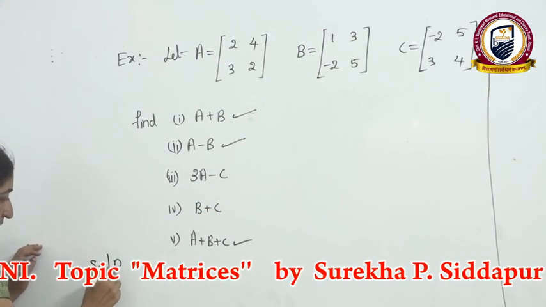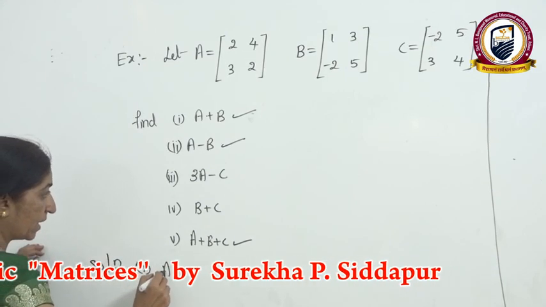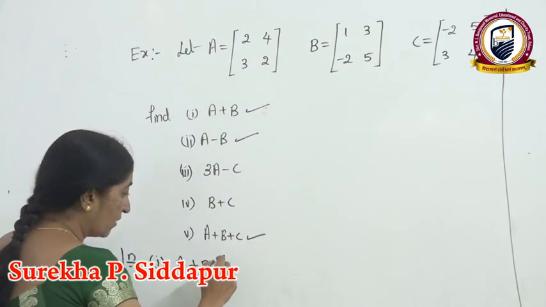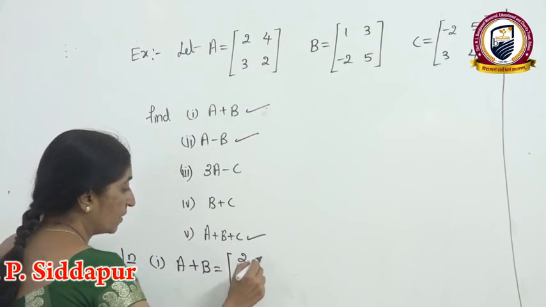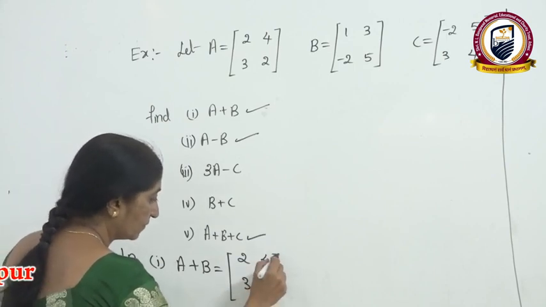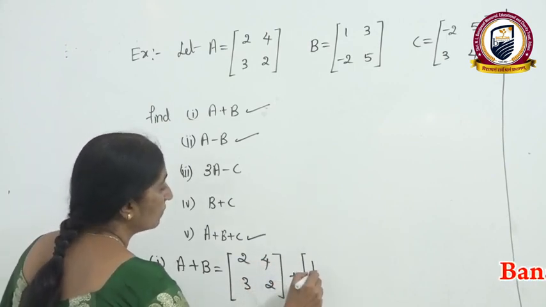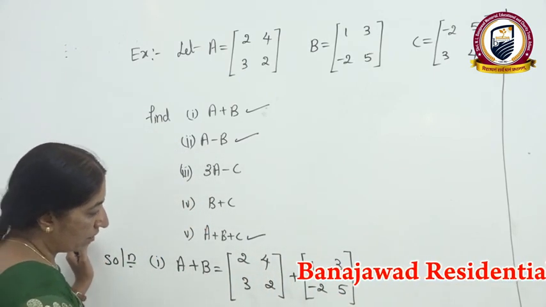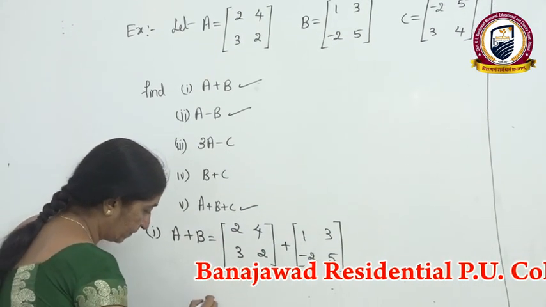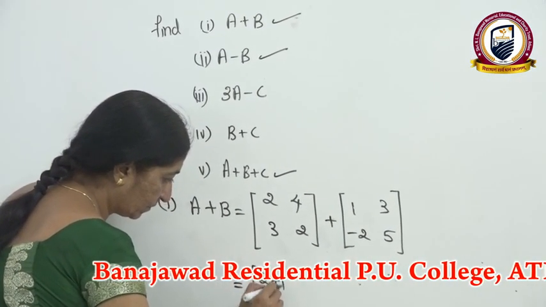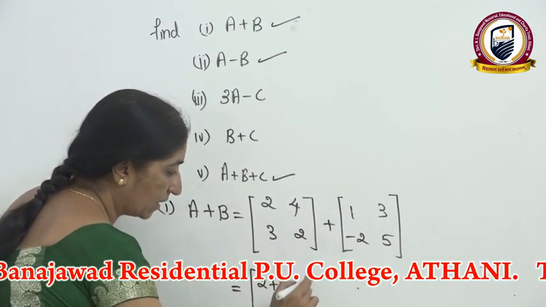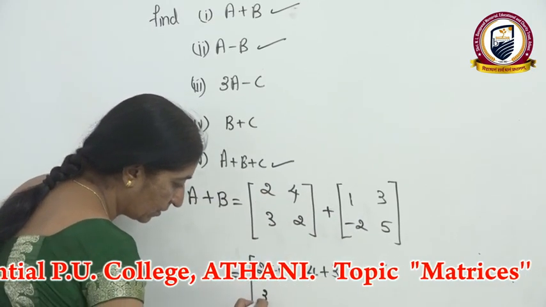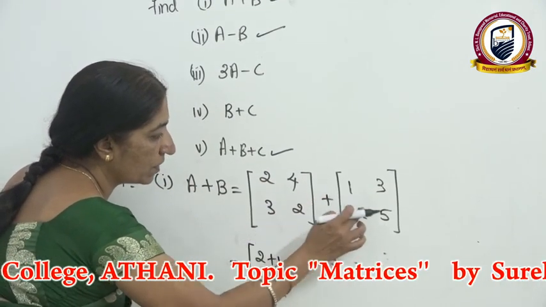See the first one. First one is what? We have to find A plus B. So for that, write down the 2 matrices A and B. Already it is given. Write down those elements. Now add the corresponding elements. 2 plus 1. 4 plus 3. 3 plus into minus is minus. Next 2 plus 5.